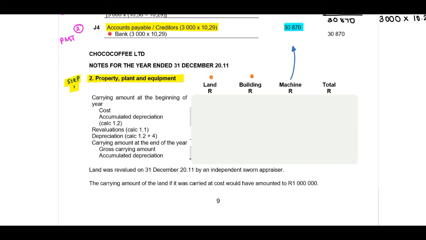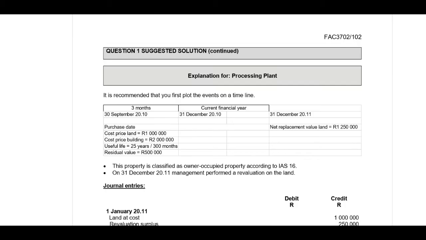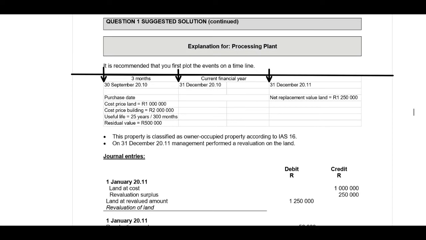Then my next step, step number 2, will be to include my timeline. Now this is a timeline, guys. Let me just include this here the way that I include my timelines. Right, this is a little bit better.